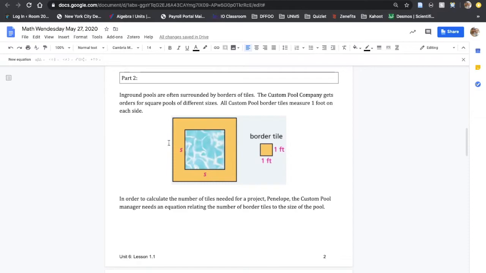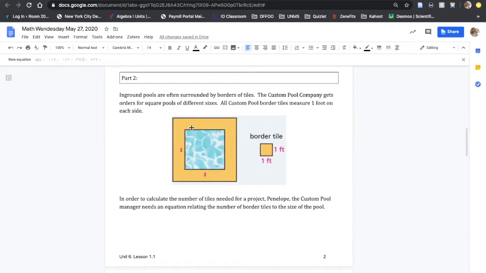If I'm looking at this square here, we're looking at square pools today. This blue area represents the water of the pool, and this tan area on the outside represents the borders going around the outside. S in this case represents how long this pool is. It's a square, so this side is the same as this side. And I'm saying that there are 1 foot border tiles going around the outside.